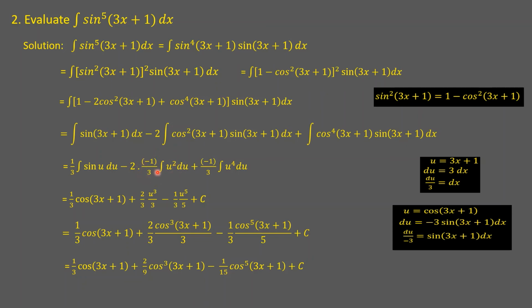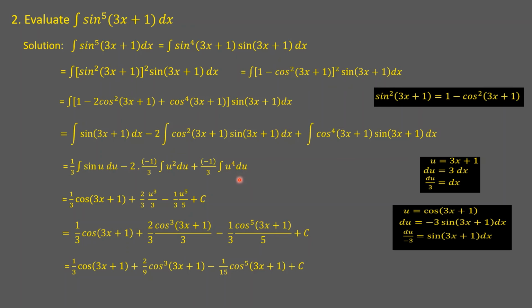Now, why a negative 1/3? If we have u represent cosine of 3x plus 1, the differential du will be negative sine of 3x plus 1 times 3 dx, so the product sine of 3x plus 1 dx will be equal to du divided by negative 3. That's why we have a negative 1/3 there. And as to the last term, using the same substitution, we will just have negative 1/3 integral of u to the 4th du.